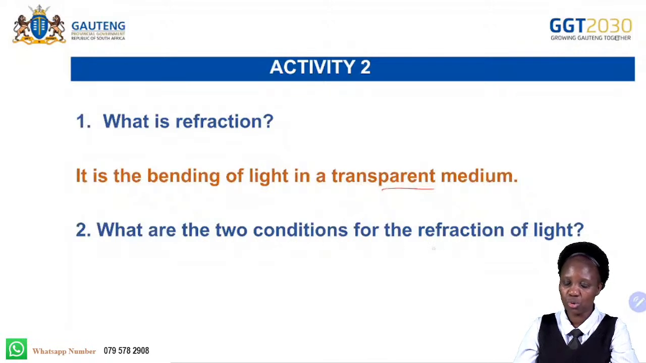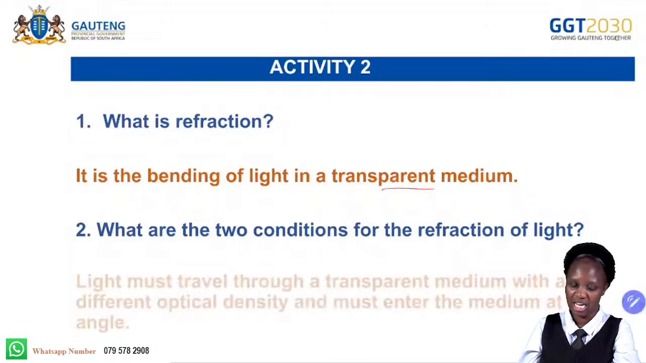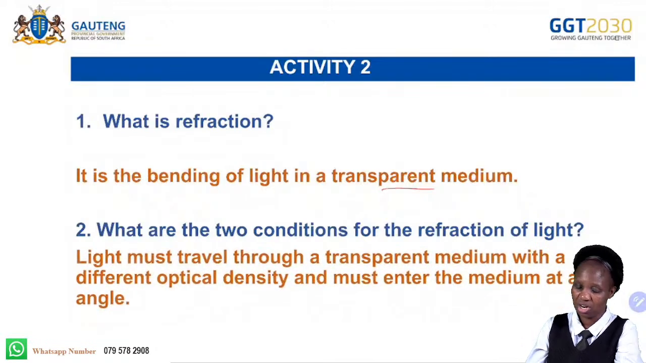And what are the two conditions for the refraction of light? What are the two conditions? Light must travel through a transparent medium with a different optical density and must enter the medium at an angle. Those are the two conditions.